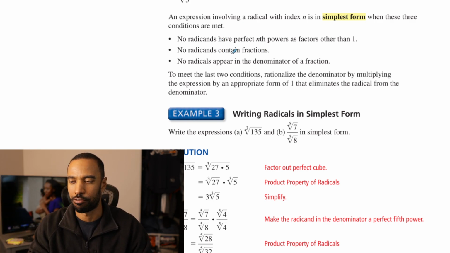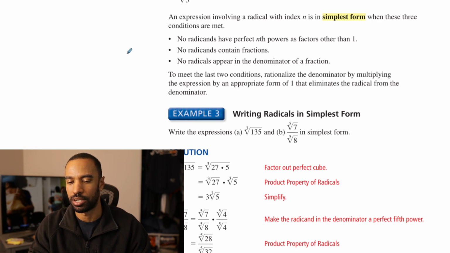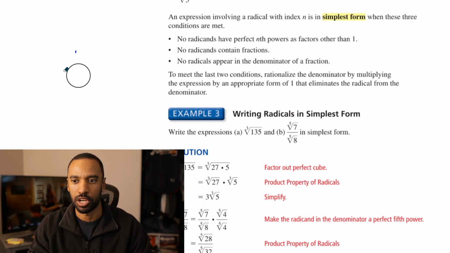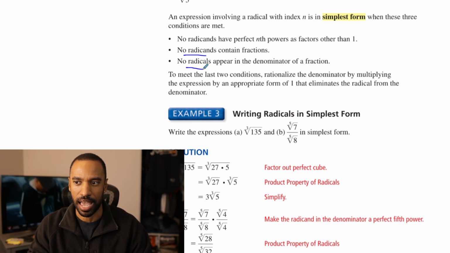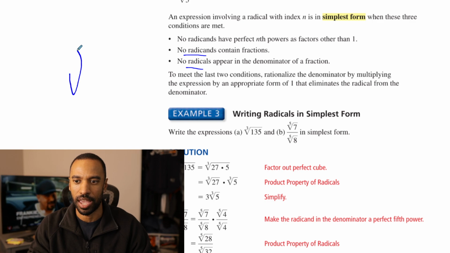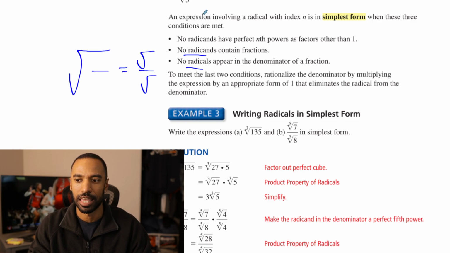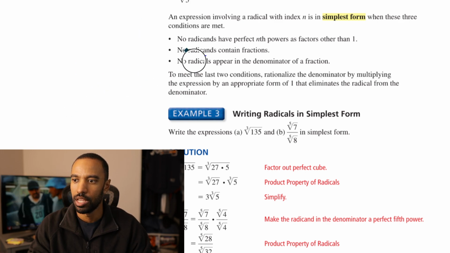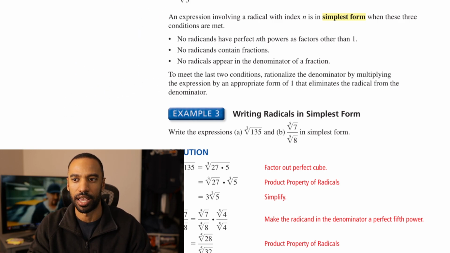No radicands contain fractions. You cannot have a fraction within some sort of thing right here, right? Because that means your denominator is irrational. You're going to have to rationalize it if that happens. No radicals appear in the denominator of the fraction, and that's kind of the same thing as that right there, because whether you have it joined like this or separated as two different ones like that, they both represent the same thing, which is irrational denominator. To meet the last two conditions, you got to rationalize, okay?